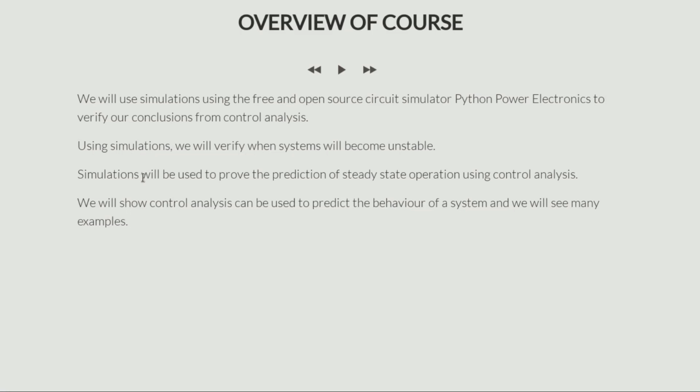And we will verify that this error that we get in simulations can be predicted to a fairly good extent through control analysis. So this way we will show how control analysis can be used to predict the behavior of our system, which is the grid connected converter. So this will make it possible to use mathematical tools to design each and every aspect of our controller for this particular application.